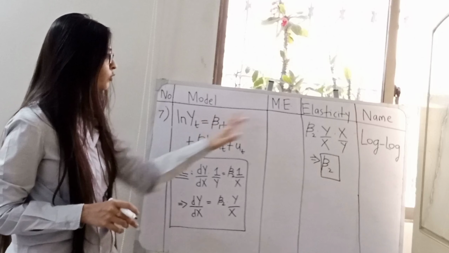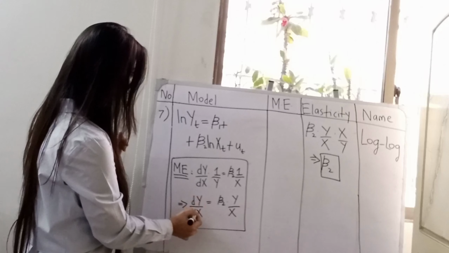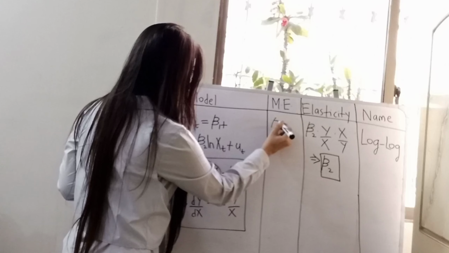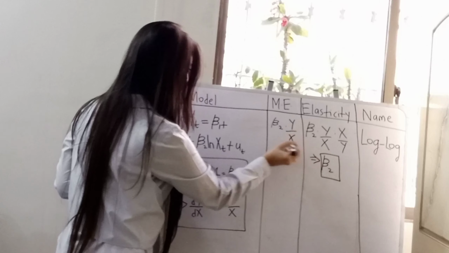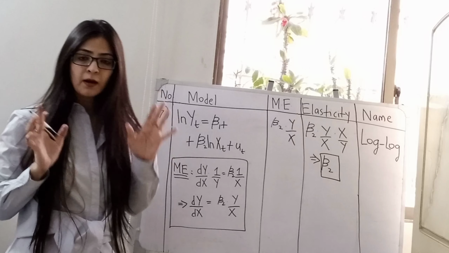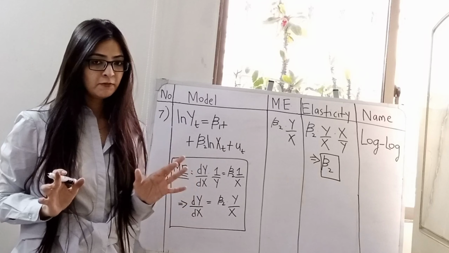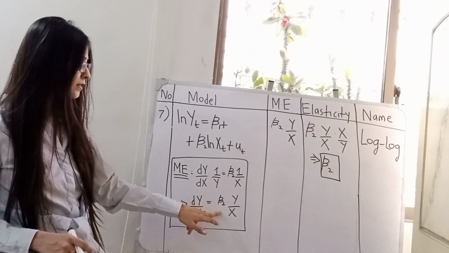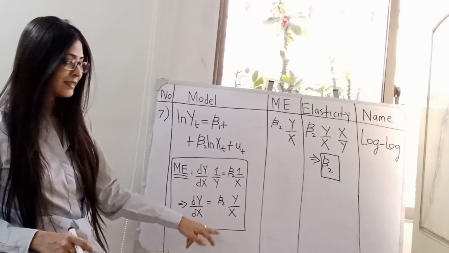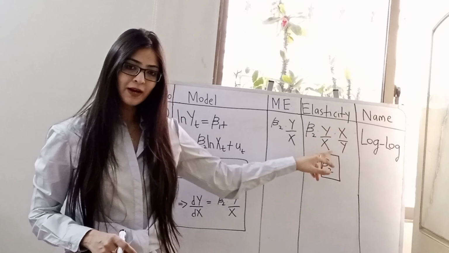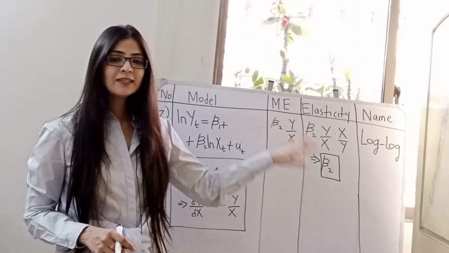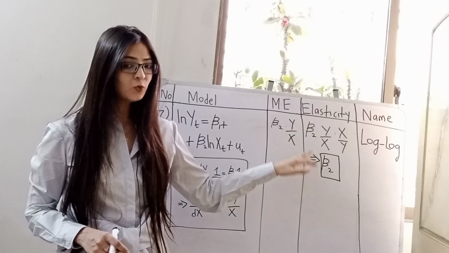So first of all, to obtain ME, by the way, ME is going to be equal to beta 2 times y over x. So once again, applying the basic rules of differentiation, this is the working of obtaining the marginal effect. So in this situation, dy by dx is equal to beta 2 times y over x. So once we have the marginal effect, we simply multiply it by x over y as usual, and this gives us the elasticity coefficient, which is equal to beta 2.